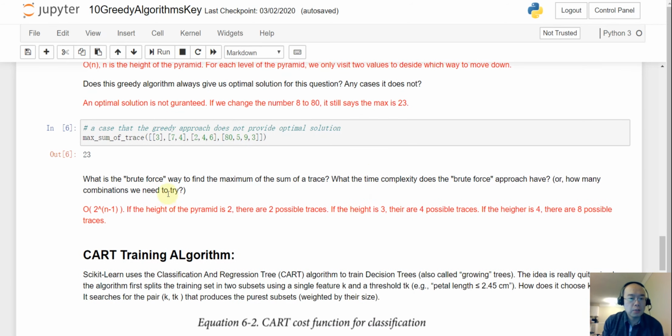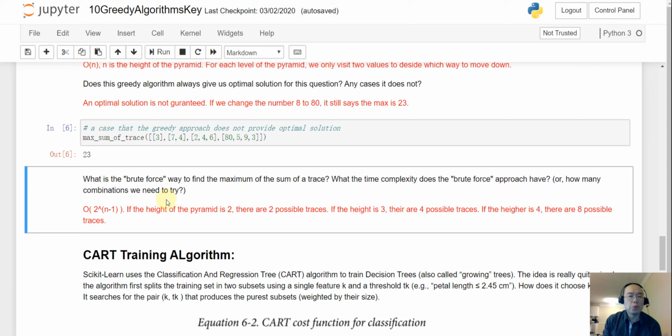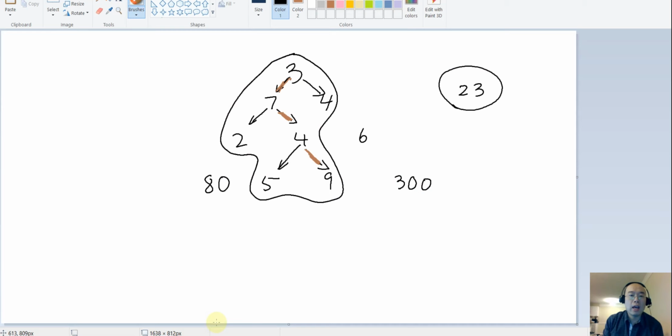Okay, so the next question is, what is the brute force way to find the maximum sum from the top to the bottom of the tree? If we want to do that in the brute force way, we have to exhaustively try all the different paths. If we have a tree like this, there are two possible paths from the top down.